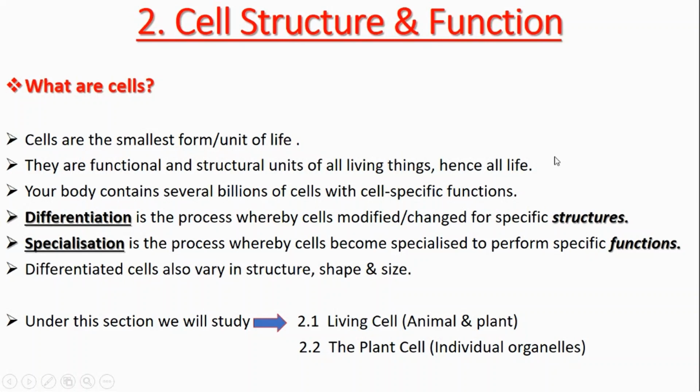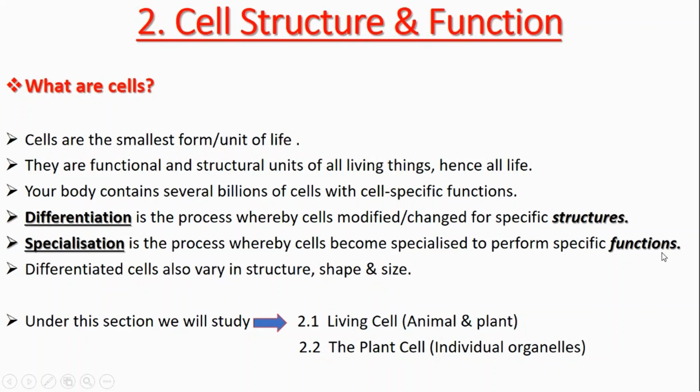Your body contains several billions of cells with cell-specific functions, meaning that each cell has its own specific function. This is through differentiation and specialization. Differentiation is a process whereby the cells are modified or changed for specific structures, and specialization is a process whereby the cells become specialized to perform specific functions. So the cells all look the same, they are differentiated, they now have different structures, different shapes, and different sizes, and then they are specialized to having different functions.